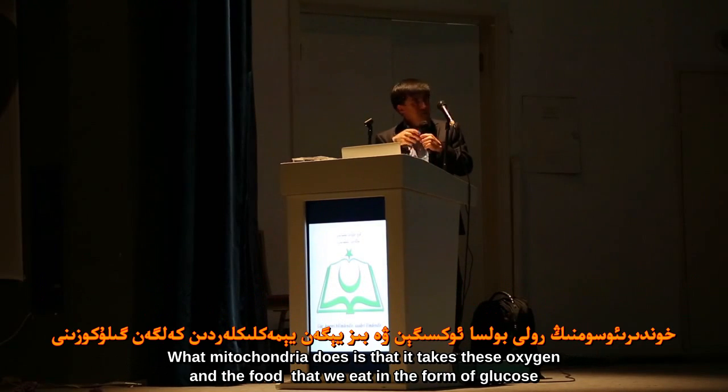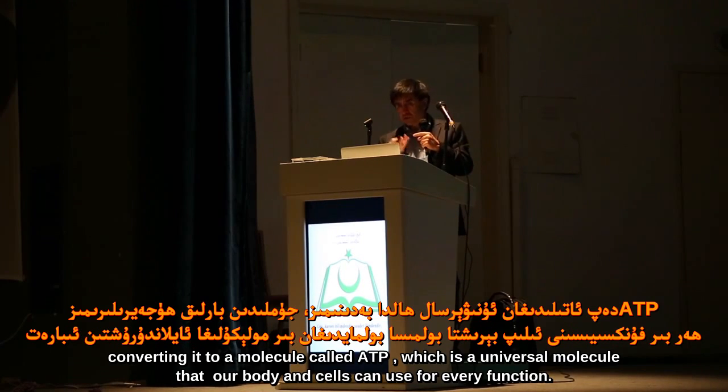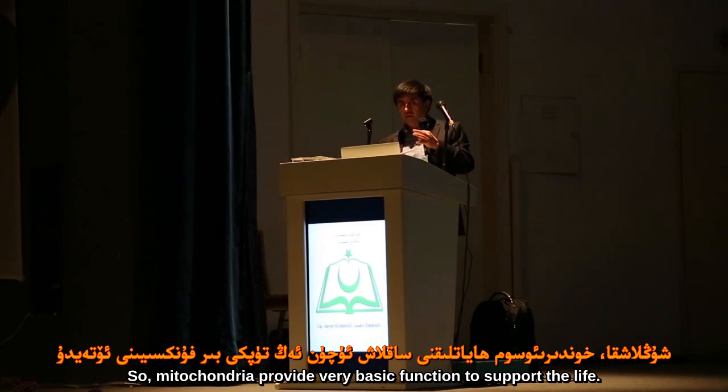What the mitochondria does is it takes this oxygen and of course the food that we eat, in the form of, for example, glucose, and it converts it into a molecule called ATP, which is a kind of universal molecule that our body and cells can use for basically every function. So the mitochondria provide a very basic function that basically supports life.